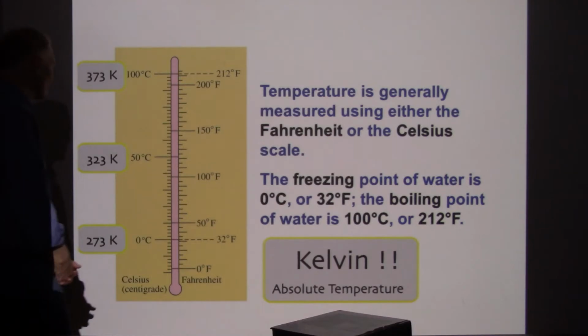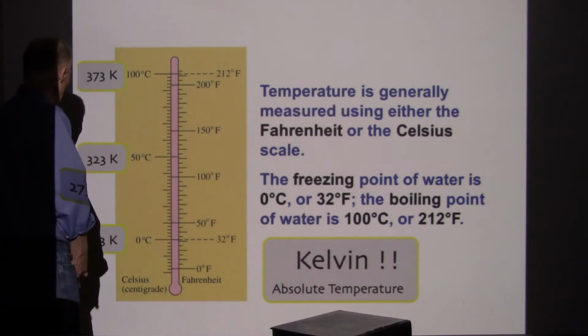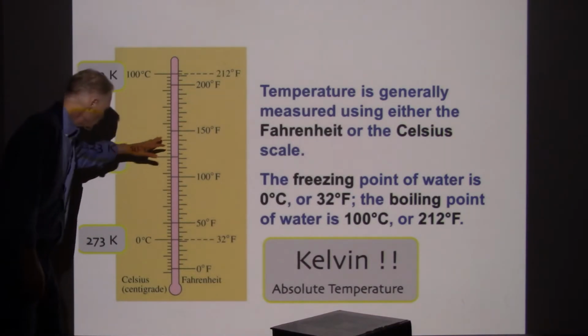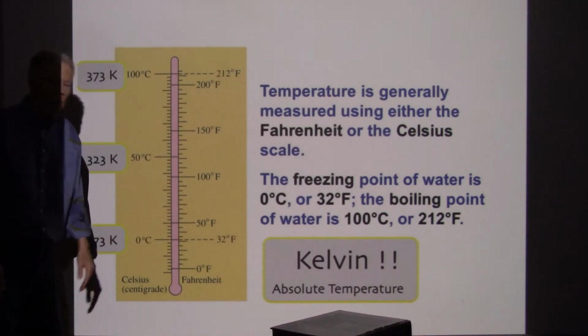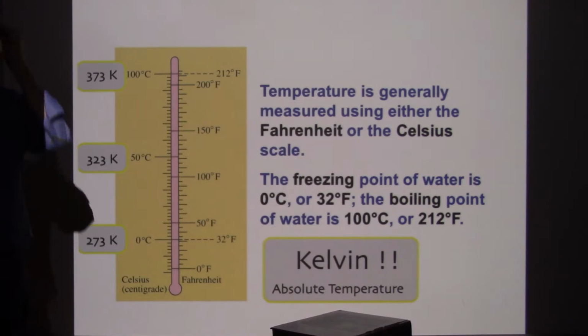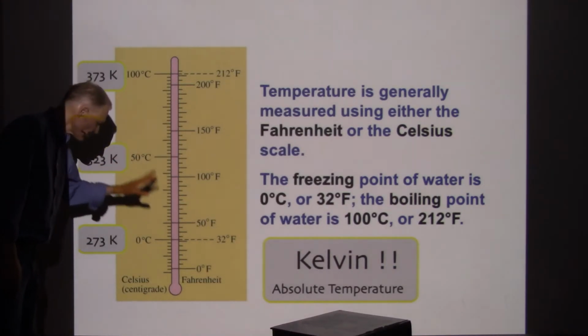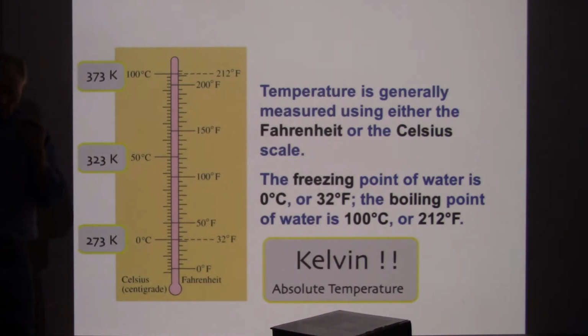So what we can do is ask, what would it take to remove all of the kinetic energy? And it turns out on the Celsius scale, we can show experimentally, we have to go all the way to negative 273 Celsius to remove all the kinetic energy. So what we've done with Kelvin then is start at the point where there's no kinetic energy left.